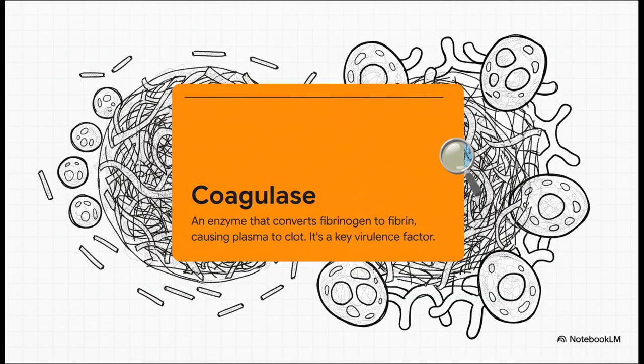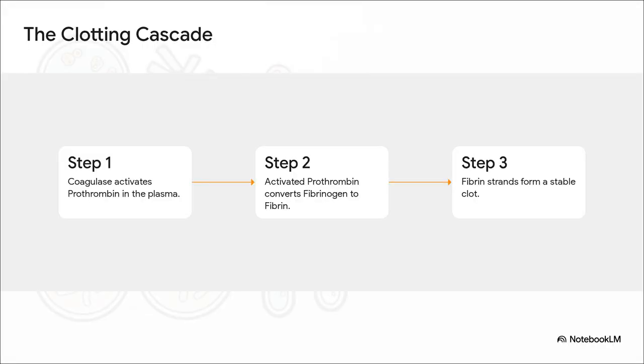Pretty sneaky, right? So let's walk through that pathway really quick. First, the coagulase enzyme goes and activates something in the plasma called prothrombin. Then, this newly activated prothrombin acts kind of like a pair of scissors, snipping fibrinogen into those sticky fibrin strands. And finally, all those fibrin strands weave together to form a solid, stable clot, and that clot is exactly what we're looking for in the lab.